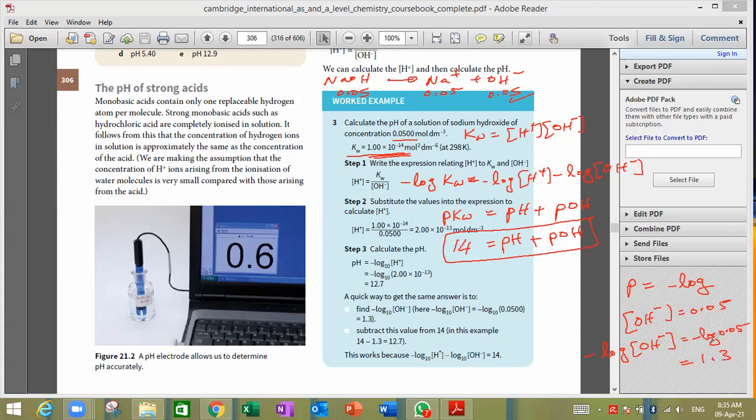If we take the minus log of the hydrogen ion concentration to get the pOH, we get minus log 0.05. We got this value 1.3. So we say that the pH equals 14 minus the pOH, which is minus log the concentration of the base, equals 14 minus 1.3, and we get the same value, which is 12.7.